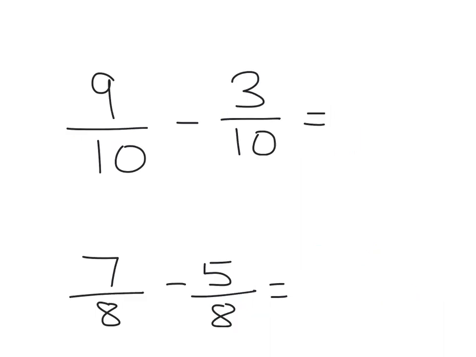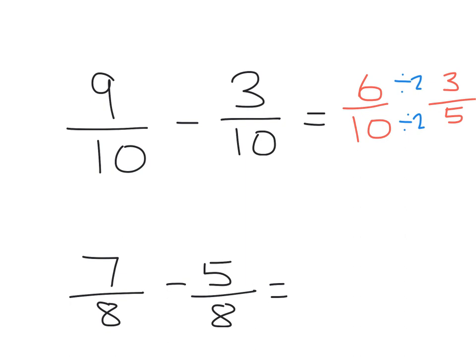Now when we're subtracting fractions, we follow the same rule. I've got 9 over 10, take away 3 over 10. So 9 take away 3 will give me 6, and that will be over 10. Now 6 and 10 are both in the same times table, and that's the 2 times table. So that means I can divide them both by 2, and that will give me 3 over 5.